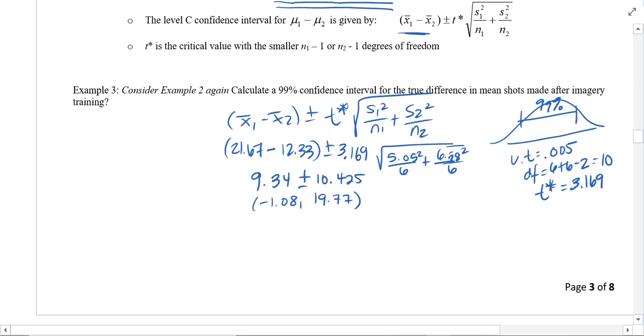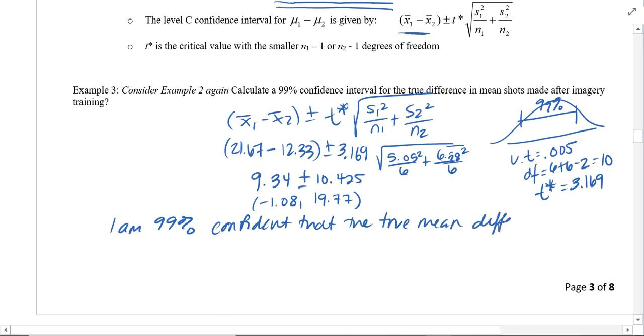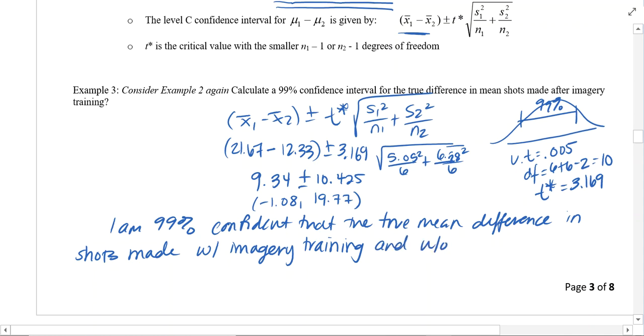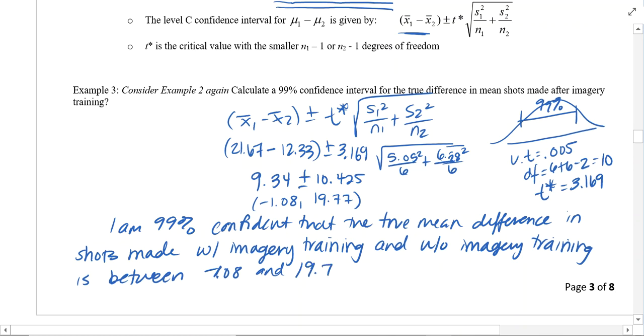So we can say I am 99% confident that the true mean difference in shots made with imagery training and without imagery training is between negative 1.08 and 19.77.